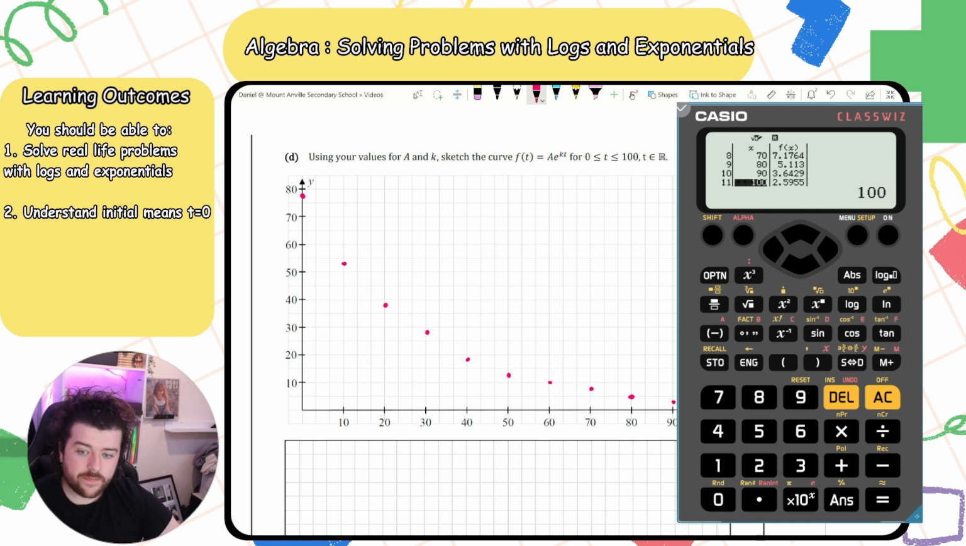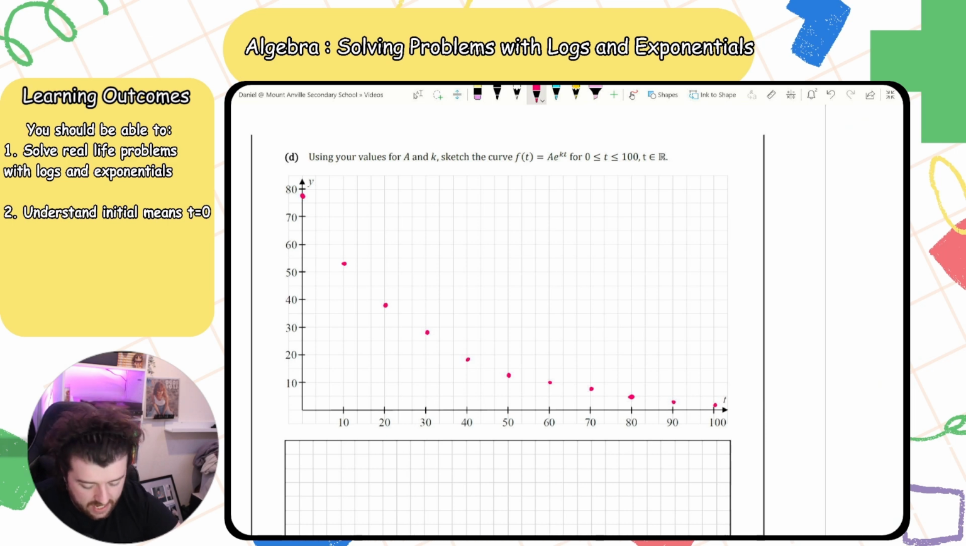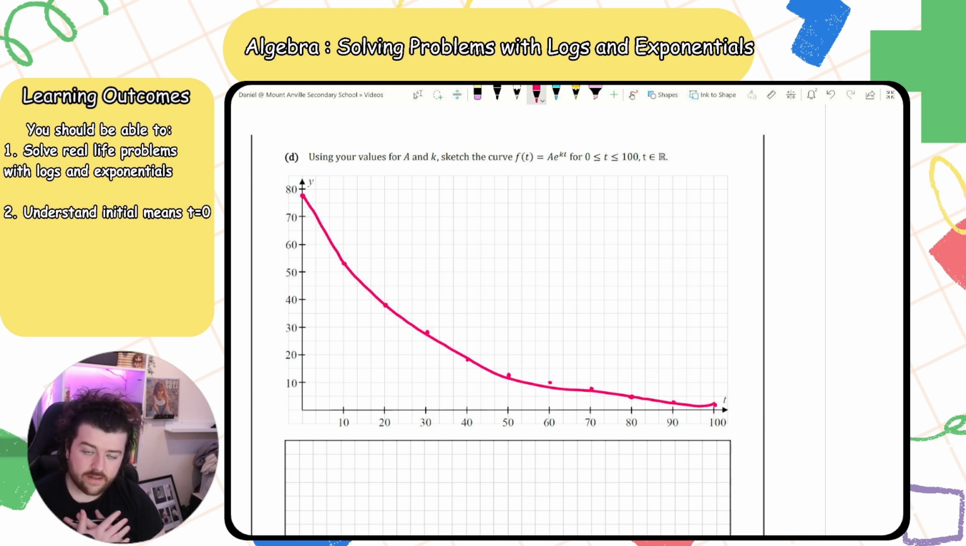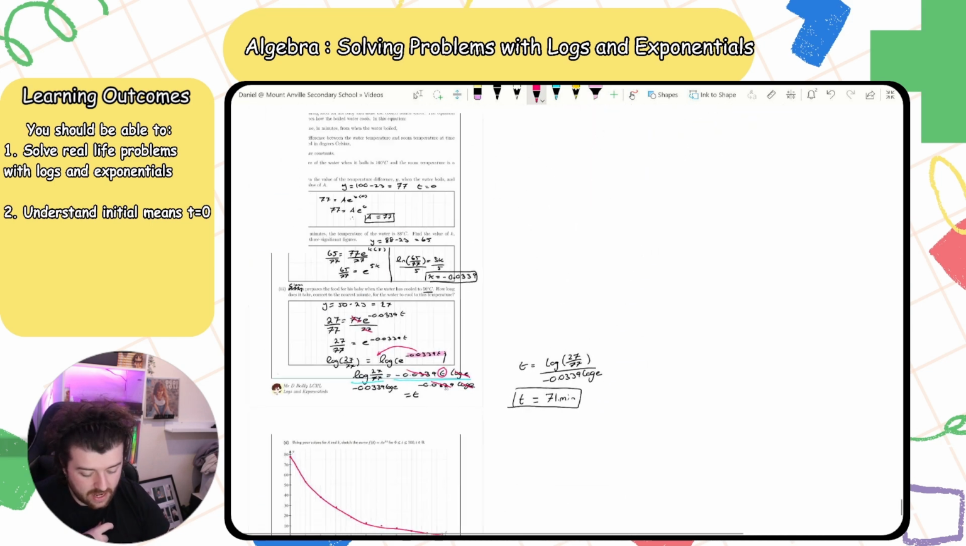So there you go. And that's it. Plotted out there. So it's a negative exponential. So it's getting smaller and smaller, closer down. And that's all they're asking us for here.